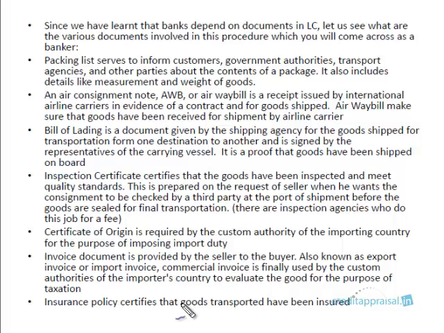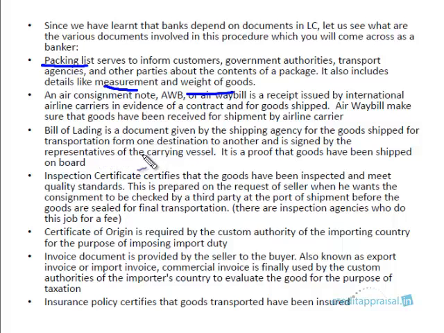So we discussed that the most important part in an LC transaction is the documents. Banks deal only in documents. So let us see what the various documents involved in an LC process are. The first one is something called a packing list. The packing list is prepared by the machinery supplier, that is, the seller. He prepares a list containing details of the contents of this particular shipment: what the shipment contains, the measurements, the weight. This is not only for the information of the customer, but also for government authorities and transport agencies who require this information. That is one of the documents required.